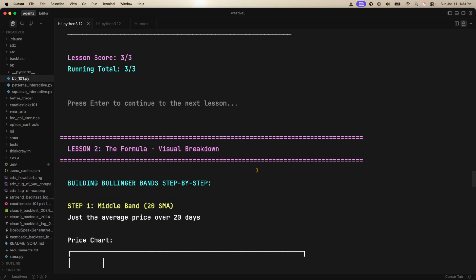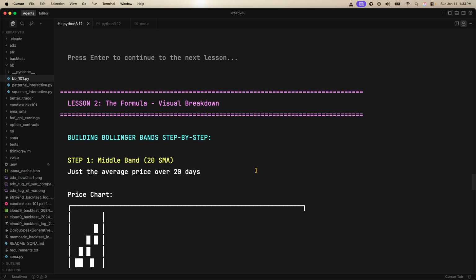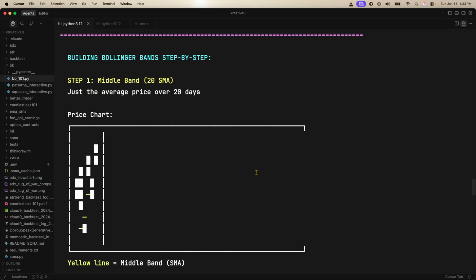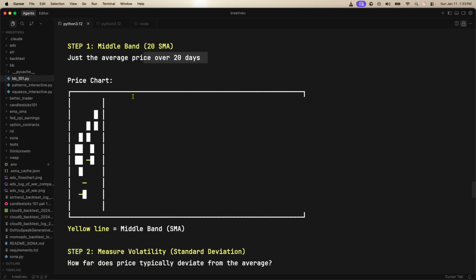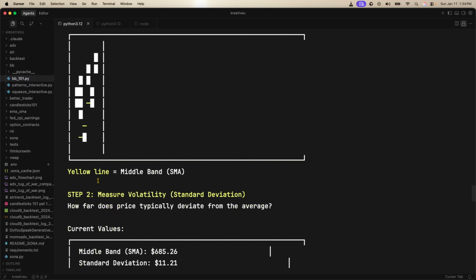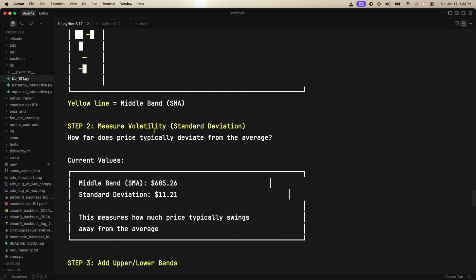Now we're going to be talking about the Bollinger Band step by step. Step one is going to be the middle band. So this is just the average across 20 days, and here is how the chart is going to look. The middle line is going to be the SMA. Step two is going to be the standard deviation, which is how far the price typically deviates from the average, and the average we're using here is the 20 SMA.